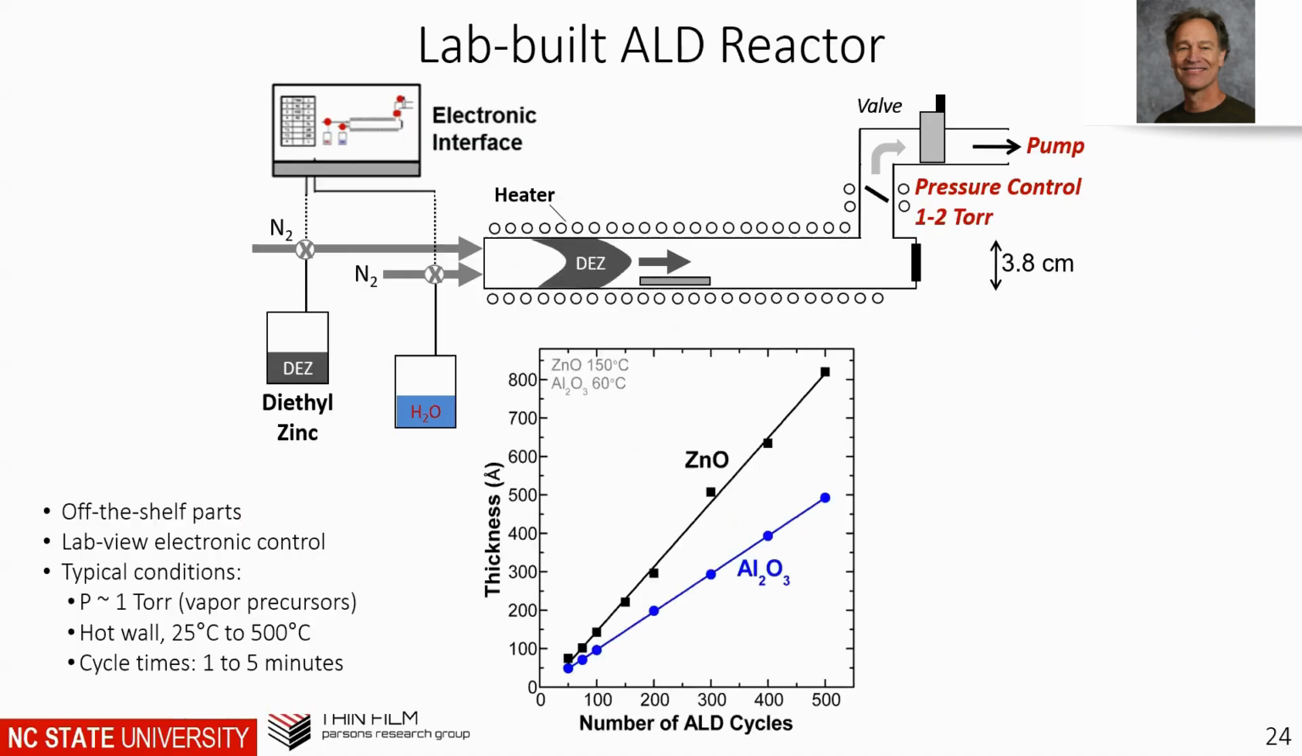And this shows an example of the thickness as a function of cycle. We're building it up one layer at a time, and so the thickness increases linearly with the number of cycles.